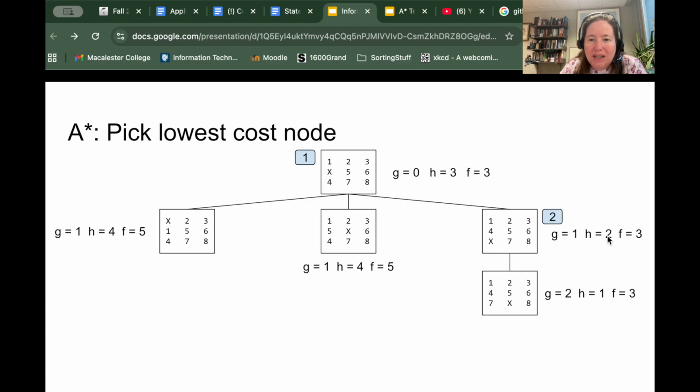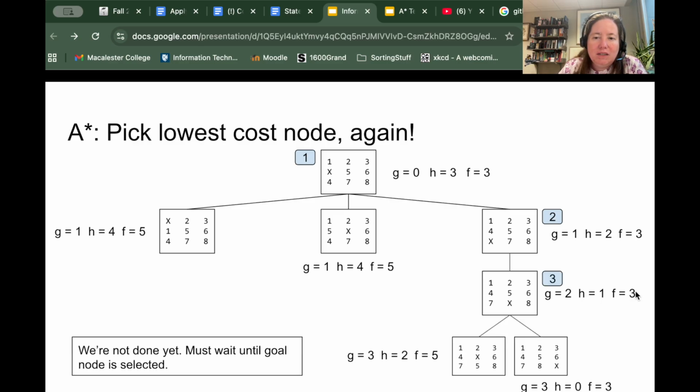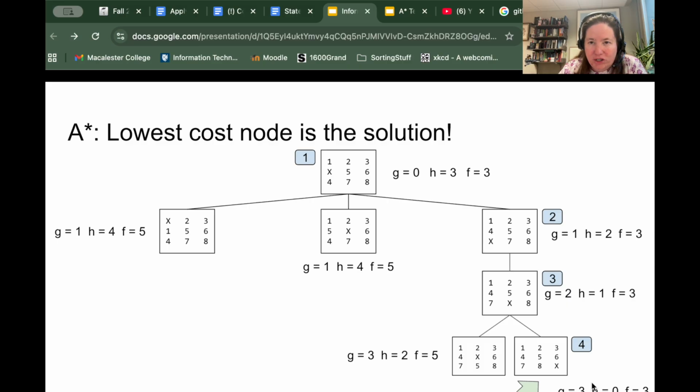So we're going to go to this one again. It only has one child. When we look at its cost, it has a G cost of 2, that's 1 plus 1. And then the H cost here is 1, so we get, again, an F cost of 3. And we generate its children. This child has a G cost of 3. And the H cost is 2, as we calculated before, because the 5 and the 8 are out of place, so we get an F cost of 5. Here we get a G cost of 3, and the heuristic cost is 0, because that is the goal. So the F cost is 3. We choose that one, and we're done.